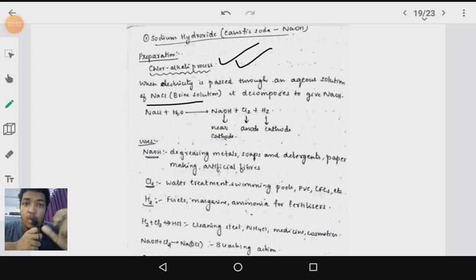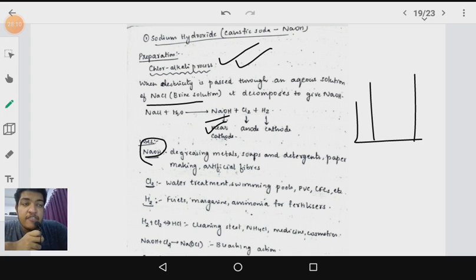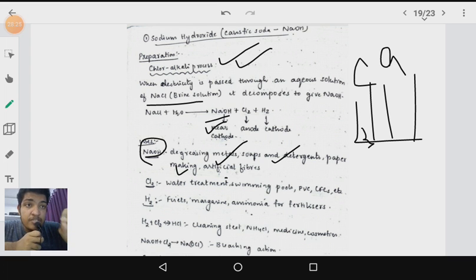But this process, that is the chlor-alkali process, is a very important process because whatever byproducts are obtained, even they are extremely useful for humans. For example, the NaOH is formed near the cathode, because electrolysis is happening, so there will be an electrode which is known as the cathode and another one is the anode. So the NaOH will be formed somewhere near this cathode, and this NaOH can be used for degreasing metals, soaps and detergents, paper making and artificial fibers. Cl2, which is formed near the anode, can be used for water treatment purposes in swimming pools as well as for the preparation of PVC, CFCs and so on.